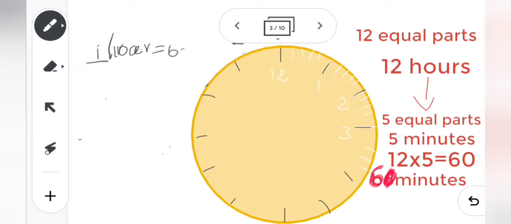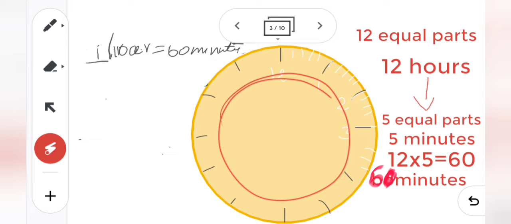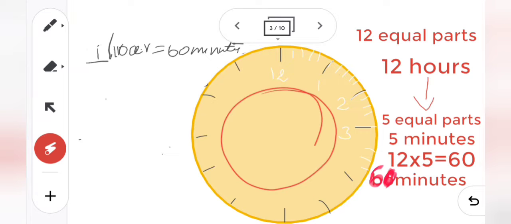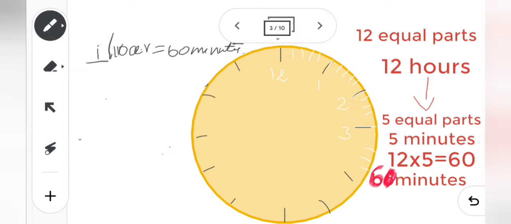One hour is equal to 60 minutes. The clock has 12 hours, but that is not a full day. In half a day the clock makes one full circle. In a day it makes 2 circles, so it is 12 plus 12, which is 24 hours.